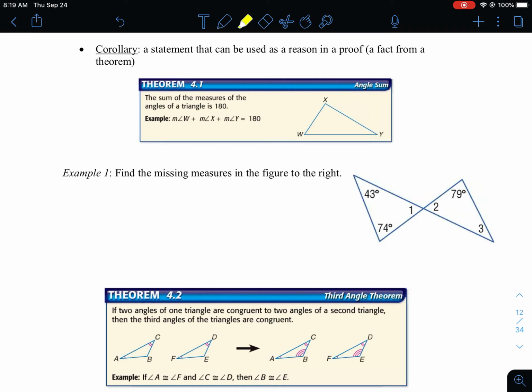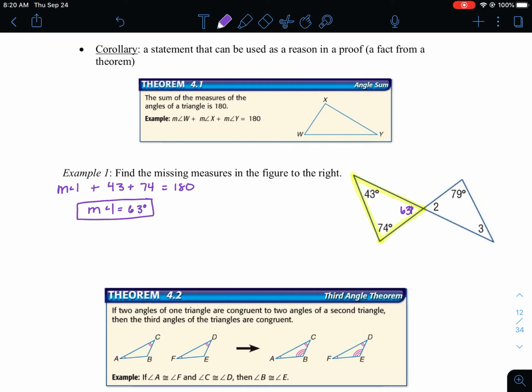So angle 1, if we're looking here, it's part of this triangle. And we do know 2 of the 3 angles. So to find the third, we would add those 2 and subtract from 180, because the measure of angle 1 plus 43 plus 74 adds up to 180. So for the measure of angle 1, I'm going to take 180 minus 74 minus 43, and we find that the measure of angle 1 is 63 degrees. So now we have 63 here.